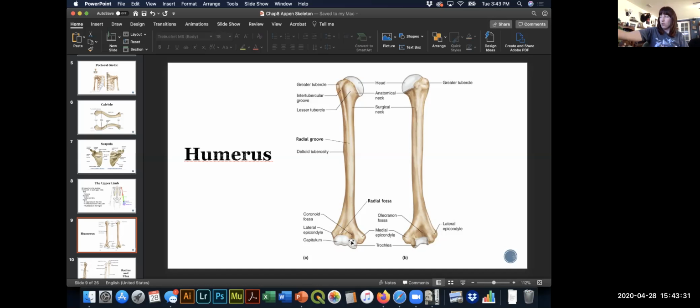And of course, same thing, the ulna needs to fit into some place on the humerus as well so that you can do this. And that little place is called the coronoid fossa. Okay.